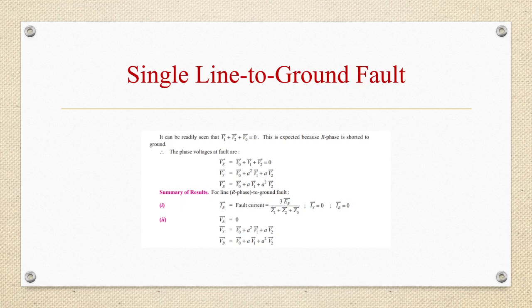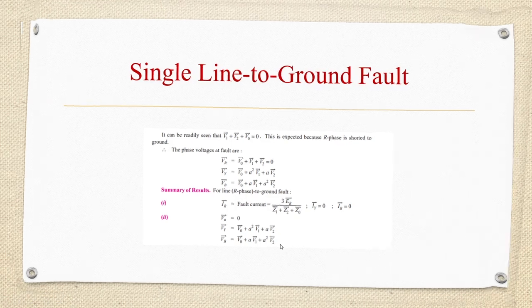So what we are concluding at last is that there are 2 points here. For line to ground fault, if you are considering R phase, then IR is the fault current and it is equal to 3 ER by Z1 plus Z2 plus Z0, and Iy is 0, Ib is 0. Second conclusion is that VR is 0, Vy and Vb are as we have stated here, that is Vy is V naught plus A square V1 plus AV2 and Vb is V naught plus AV1 plus A square V2.